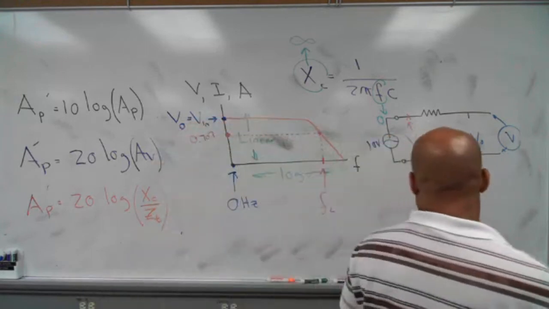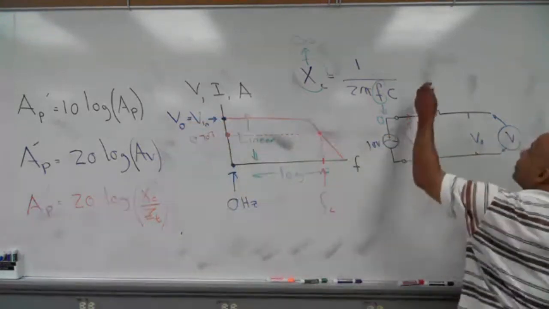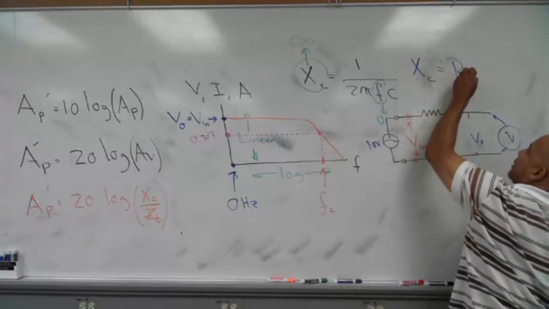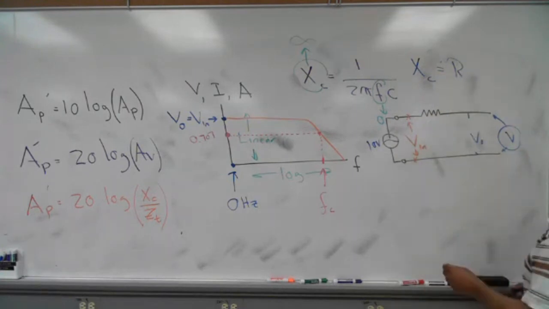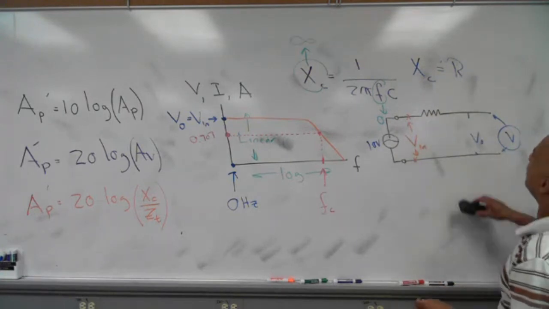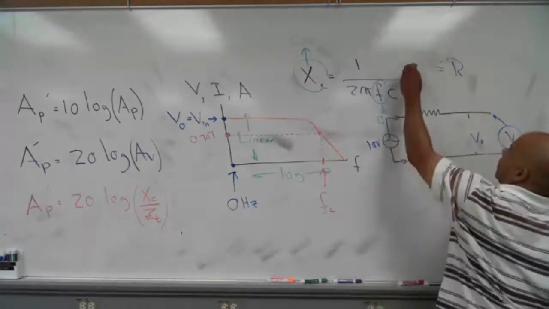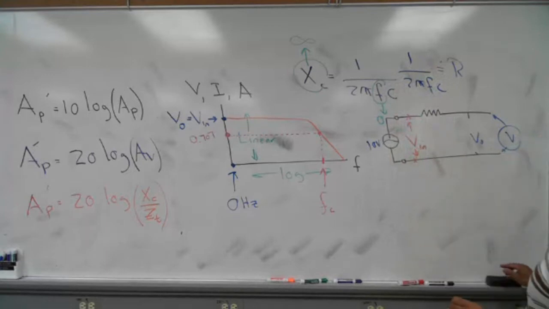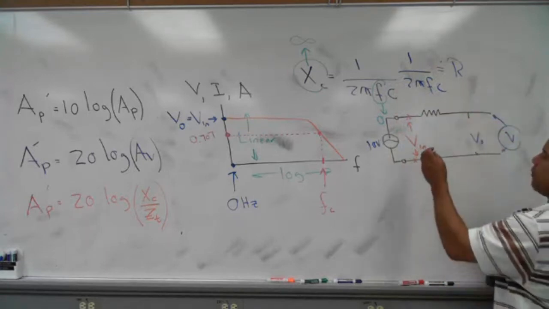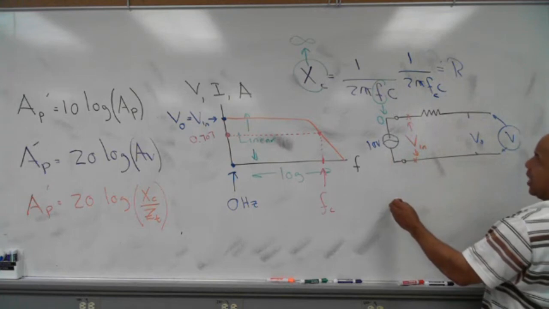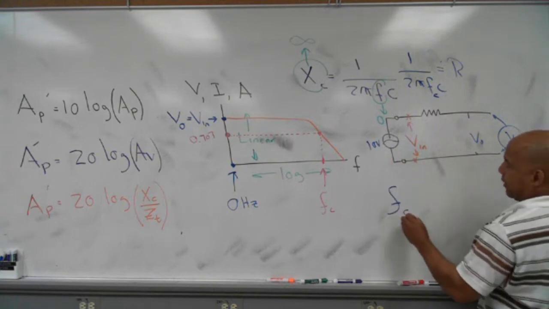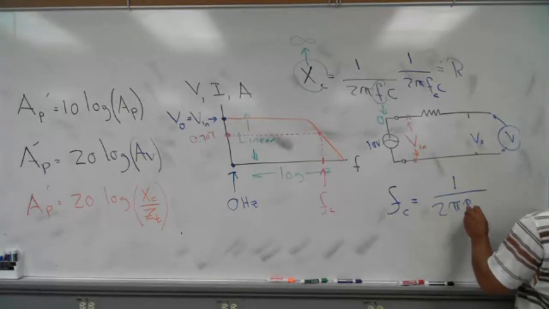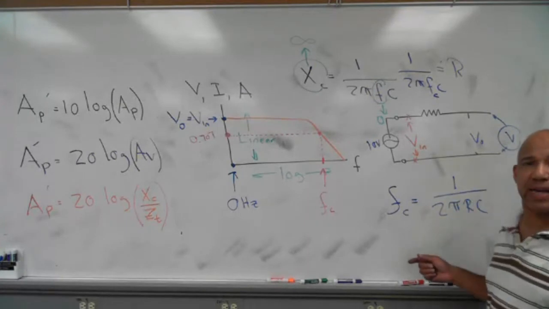We said the critical frequency, by definition, happens when Xc equals R. And so we went through the math. We said Xc, I know what that's going to be. That's going to be 1 over 2 pi Fc. And if I'm calling that the critical frequency, I can put a C there. And then when I solve this, I get the critical frequency is equal to 1 over 2 pi RC. So that's another formula. We derived that last time.